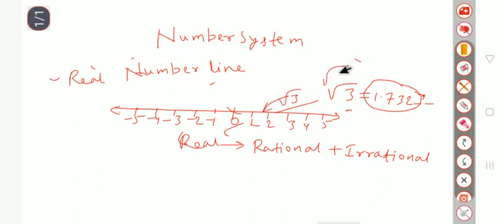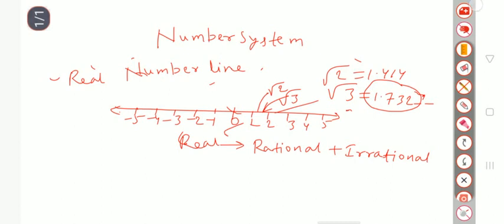Similarly √2 will be 1.414. So where will be √2? It will lie between 1 and 2, so it may be here just before √3. Further in this chapter we will see how we represent √2, √3, √5, √7 etc. on number line. So first was number line. On number line we represent all the rational and irrational numbers, that is all the real numbers.